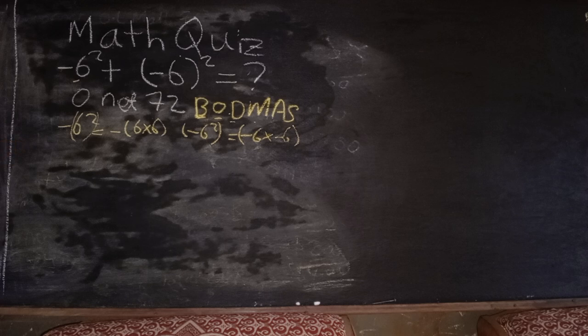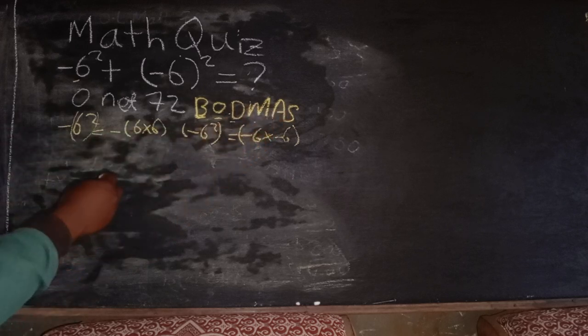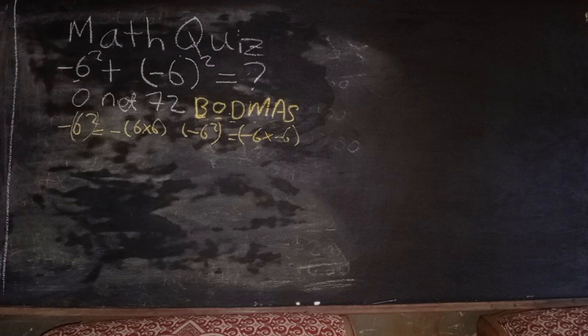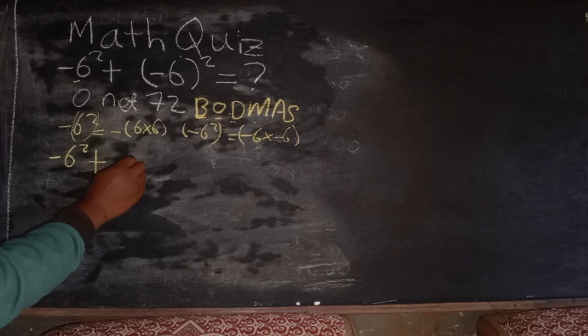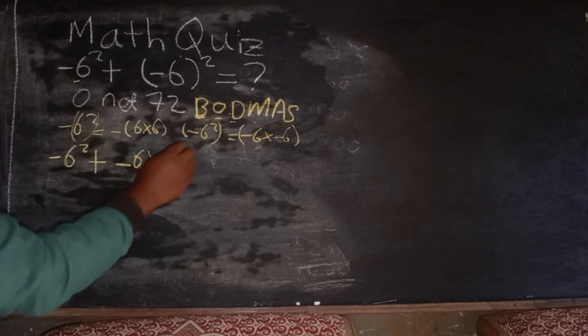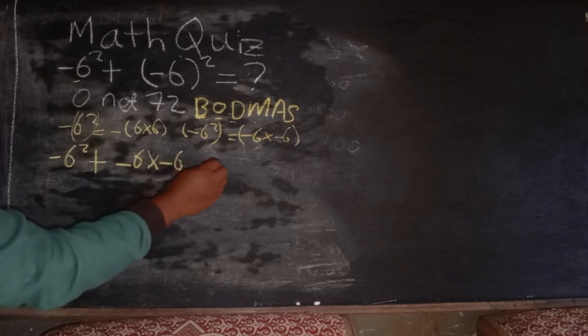So the next step we are going to take is to follow the rule of BODMAS. We'll start with what is in the bracket. Now, we will have -6² plus what is in the bracket, -6 times -6, is equals.